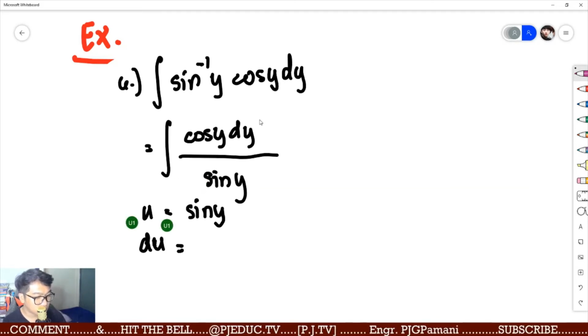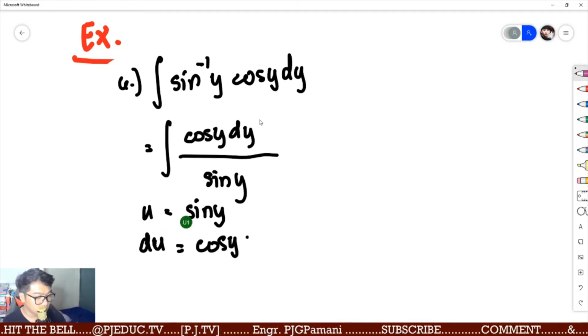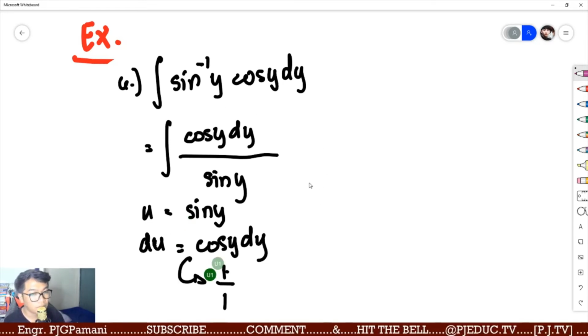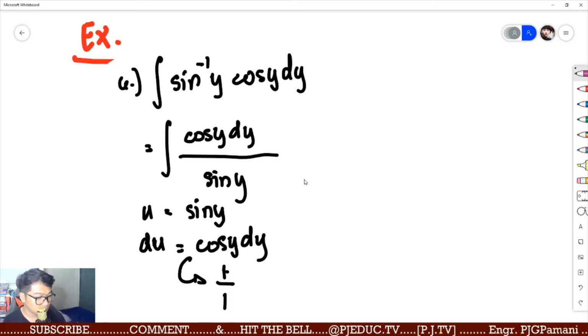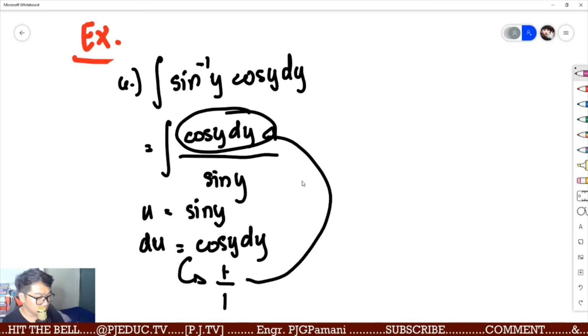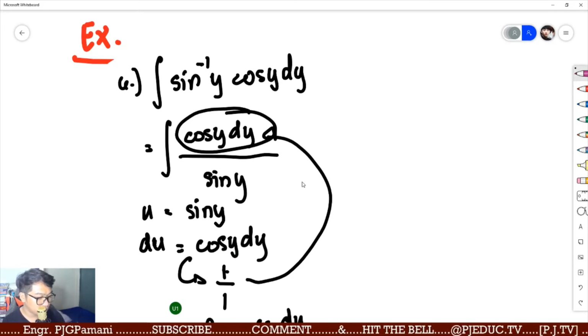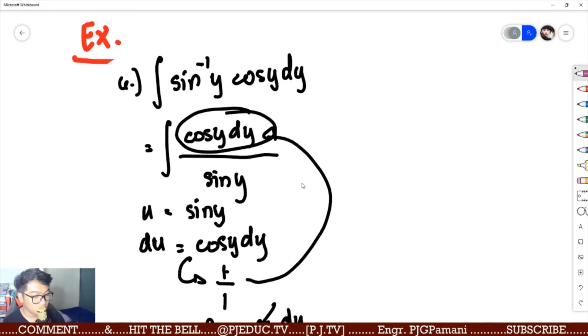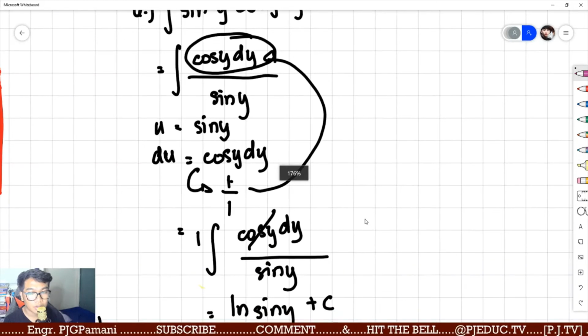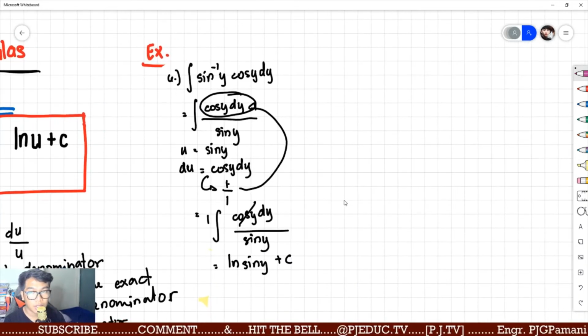Differential of sine y is positive cosine y dy with a correcting factor of 1 over 1 or positive 1 over 1. Either way, ito lang naman yung kailangan natin. With that, 1 integral of cosine y dy over sine y. Cancel. Gives us ln of sine y plus c. But remember, ln of sine y plus c.